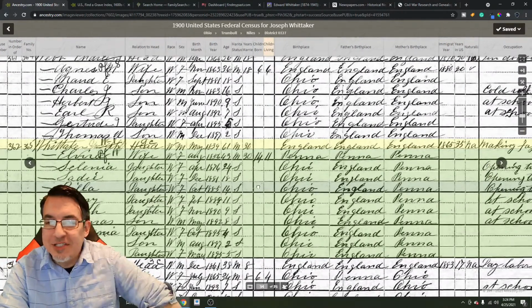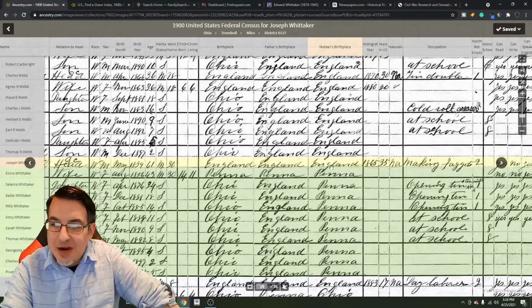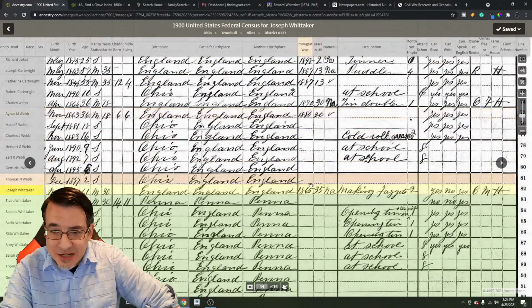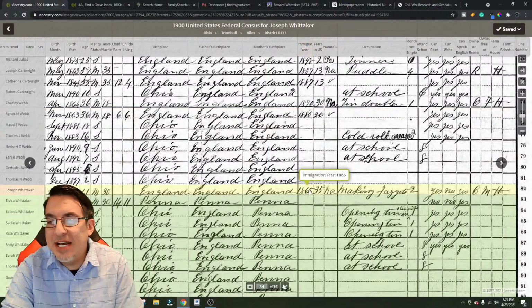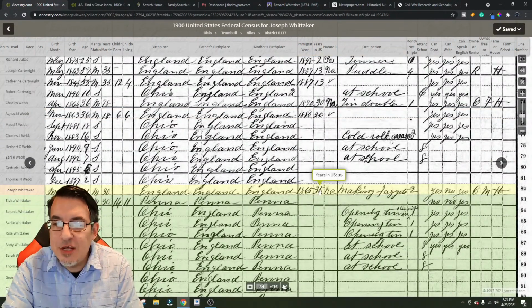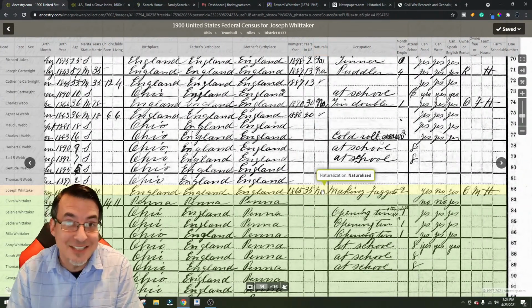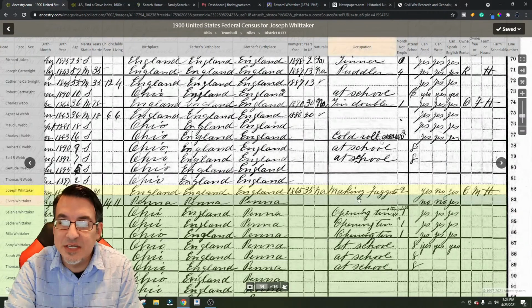So now, Joseph, born in England. Father, born in England. Mother, born in England. This tells me he came to the United States in 1865. He's been in the U.S. for 35 years. It tells me he's a naturalized citizen, so I know he's got his citizenship. He's an American citizen at this point.